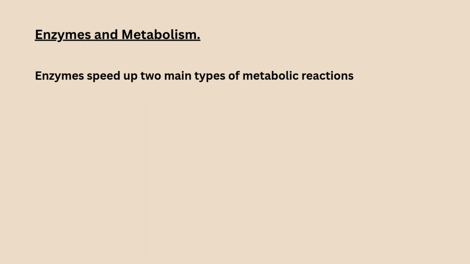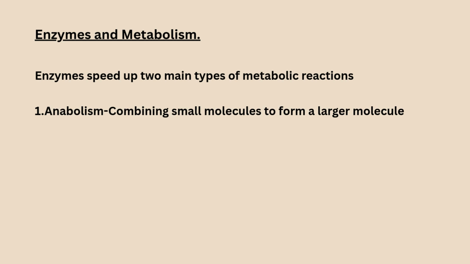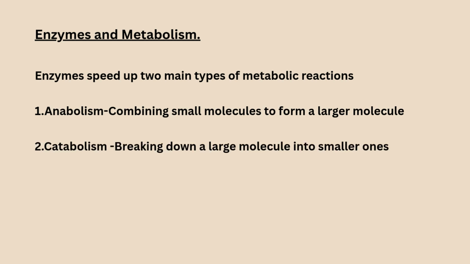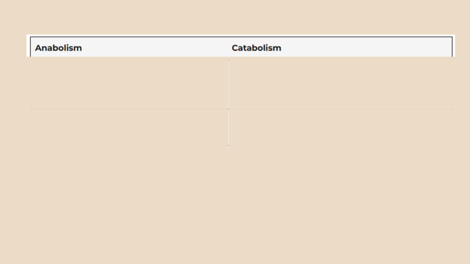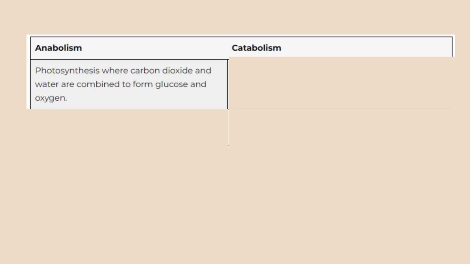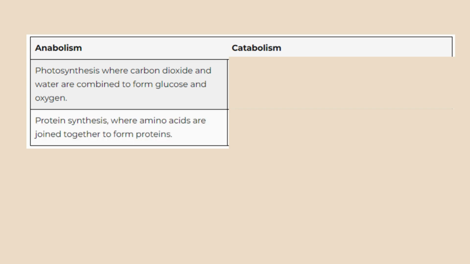Enzymes speed up two main types of metabolic reactions: anabolism, where small molecules are combined to form a larger molecule, and catabolism, which is the breaking down of a large molecule into smaller ones. Examples of anabolism include photosynthesis, where carbon dioxide and water are combined to form glucose and oxygen, or protein synthesis, where amino acids are joined together to form proteins.